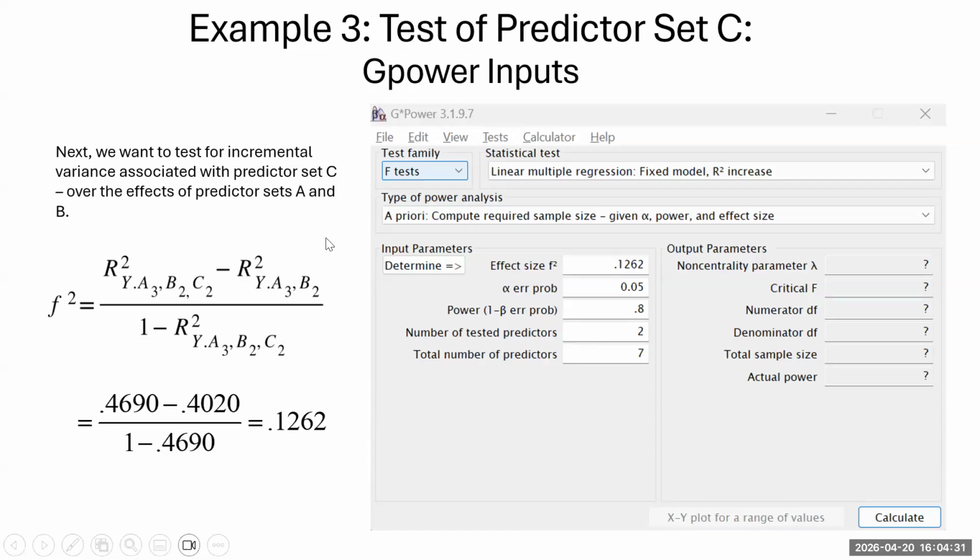So we could compute f squared directly by taking the r squared for the overall model, which we're conjecturing is going to be 0.4690. We're going to subtract away the r squared for the first 2 predictor sets. Again, we're conjecturing that that was 0.4020. And then in the denominator, we're going to put the residual variability, or 1 minus 0.4690. If we solve that ratio, we end up with the f squared of 0.1262, which we enter directly in the inputs.